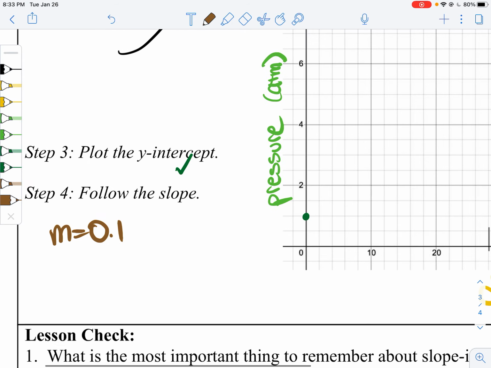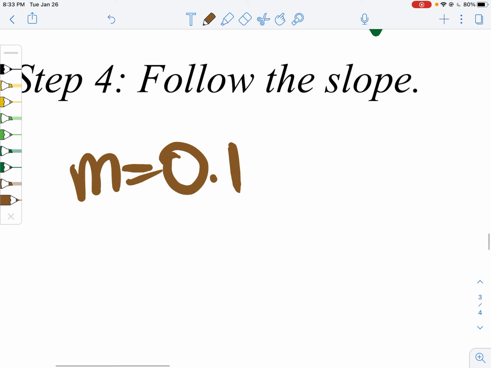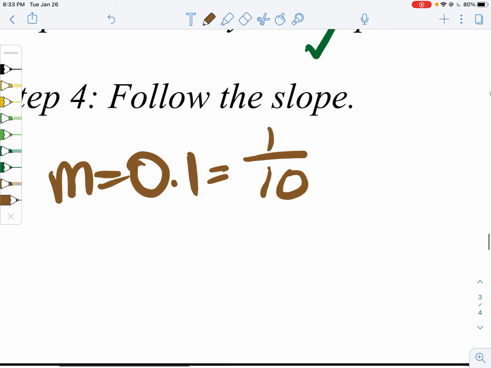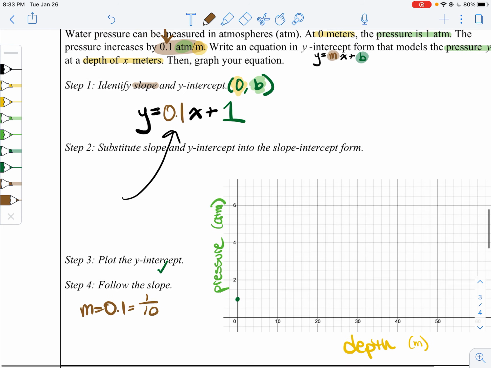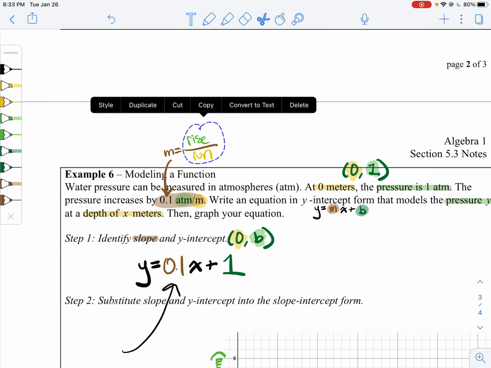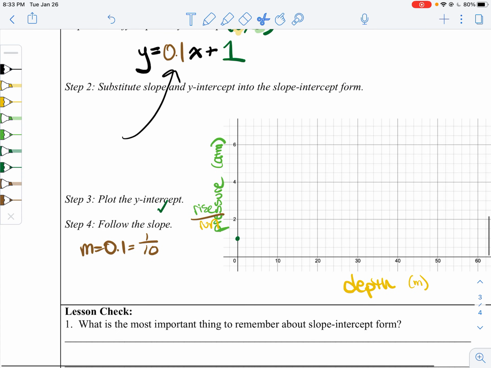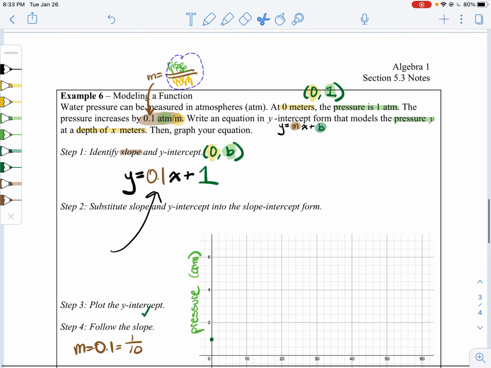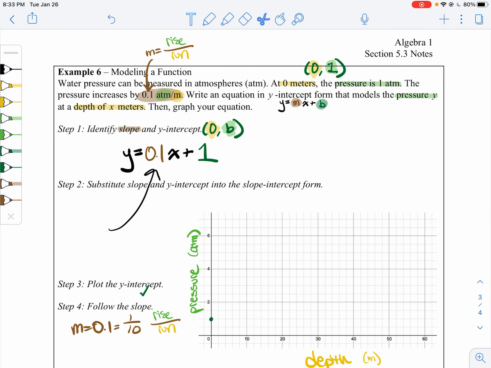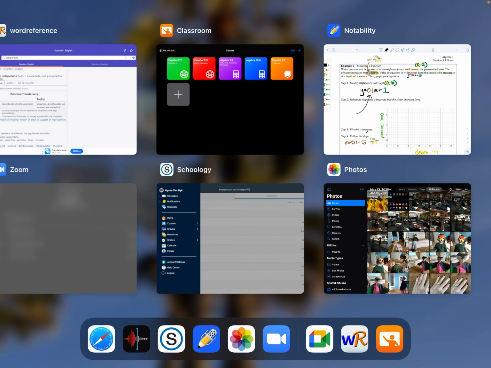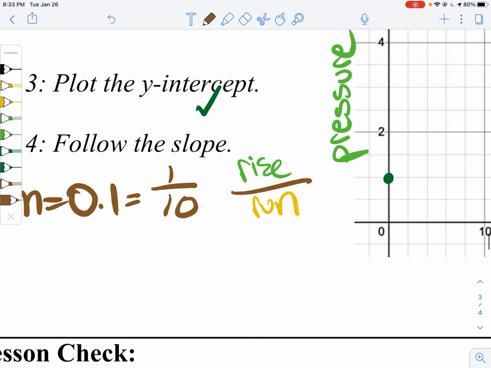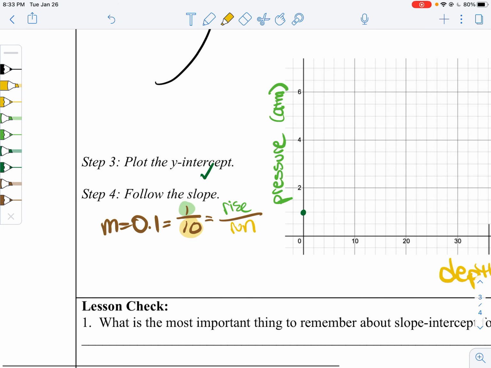Well, I'm going to show you a cheat sheet. Here's a fact that's going to blow your mind. 1/10 is equal to 1/10. Crazy, right? But why is that helpful? Well, remember what slope is. Slope is just rise over run. And now that we wrote it as a fraction, we can easily see we have a rise of 1 and a run of 10. So let's do that.